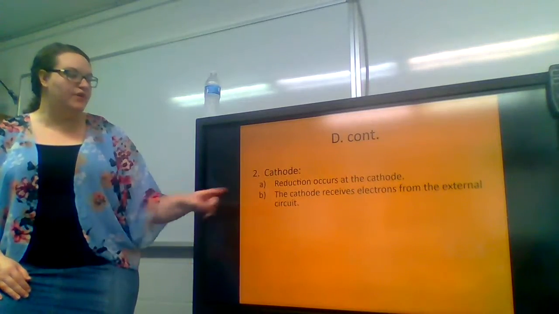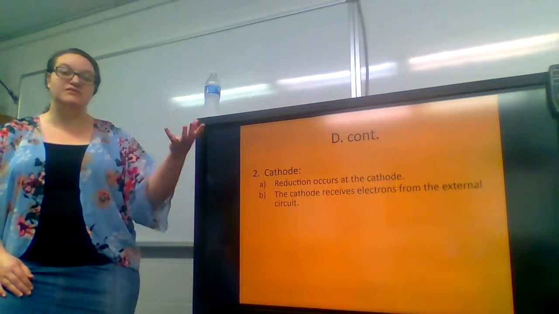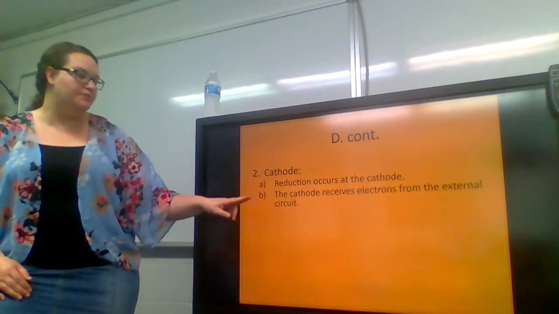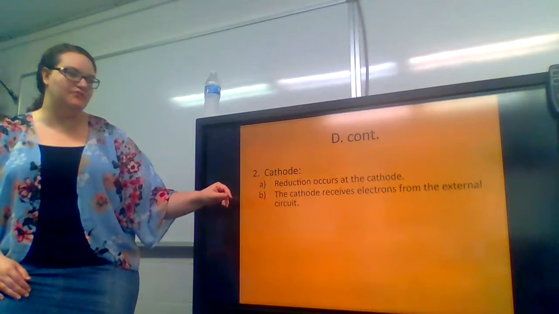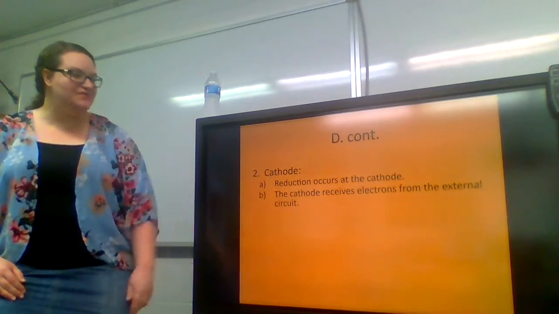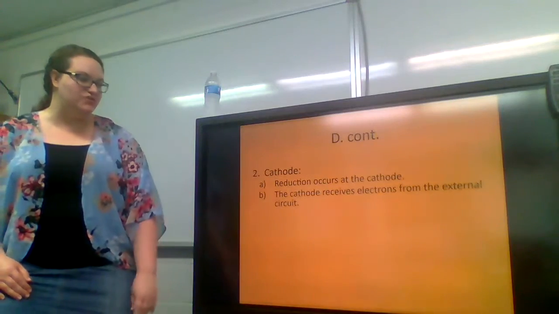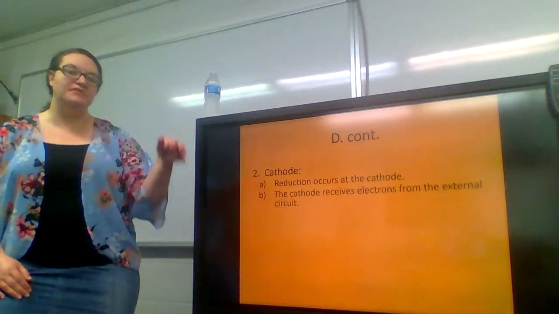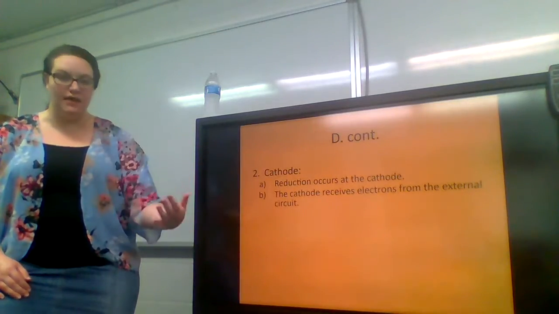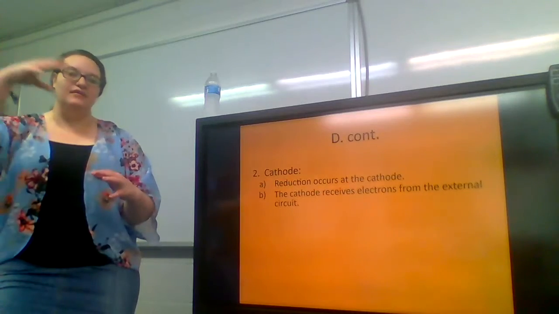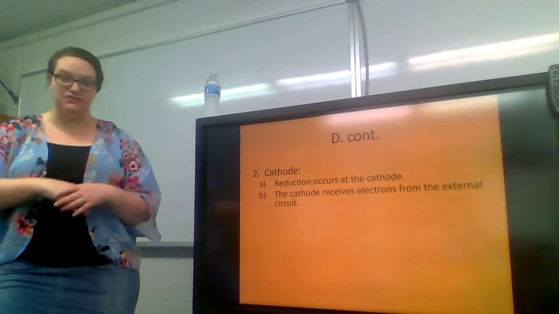And then the cathode. Reduction occurs at the cathode, so this is where electrons are being gained. And the cathode receives electrons from the external circuit. So it receives those electrons from the anode that has given them up. The anode gives them up into that external circuit, and then the cathode takes them out of that external circuit.